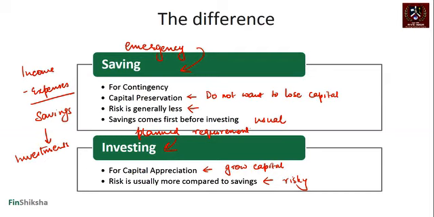Now remember, there's a thin line between the two. It is not to say that people cannot, so for example your retirement is in the future, it is not to say that savings cannot be used for retirements.